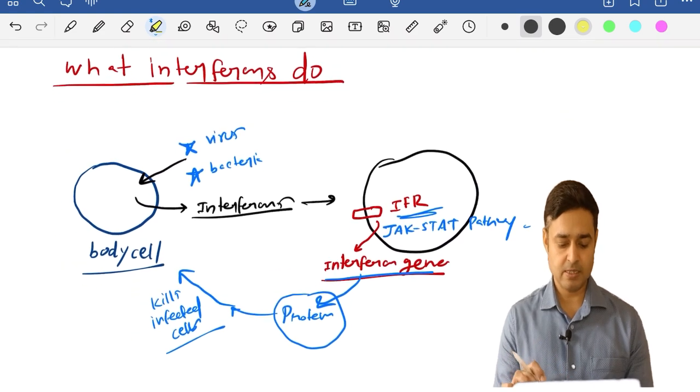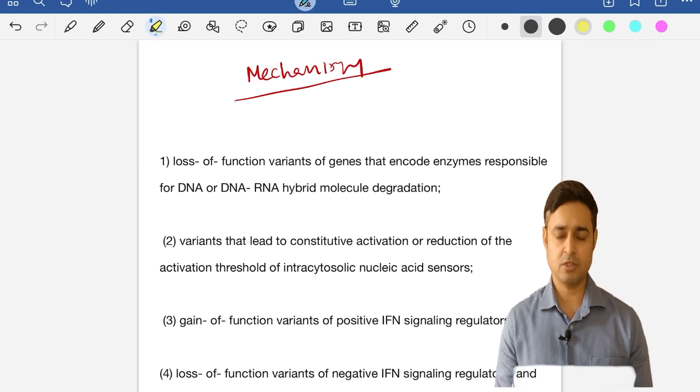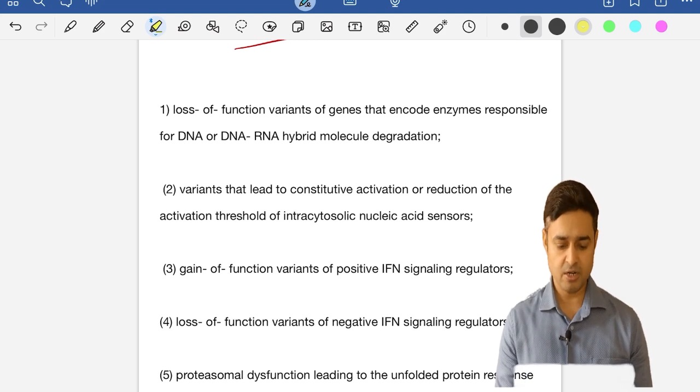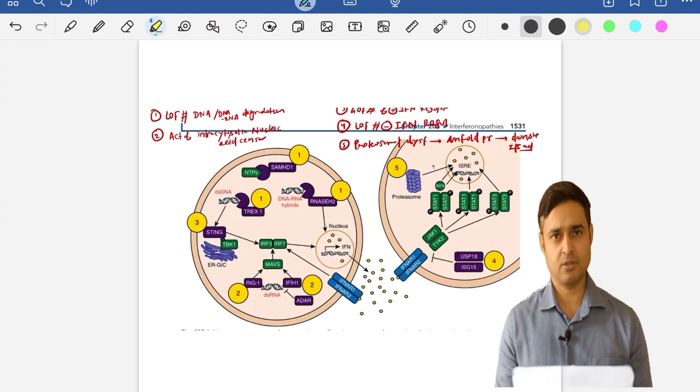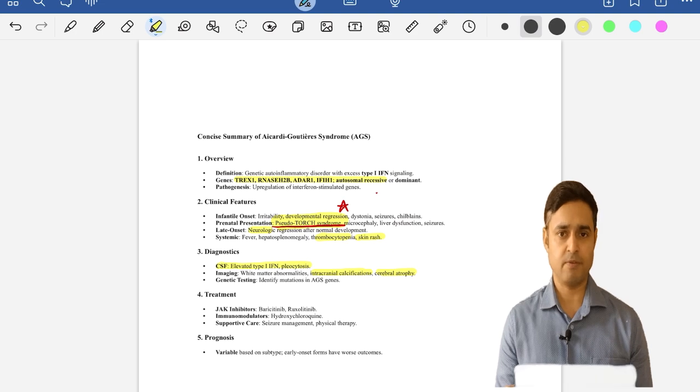So what is basically interferon? Interferons are protective molecules which are released by body cells when they are infected by virus or bacteria, and this actually induces the JAK-STAT pathway and interferon genes are produced and they kill bacteria or virus. When this mechanism is dysregulated, it causes type 1 interferonopathies. These are the mechanisms. Just remember loss of function mutation, DNA-RNA hybrid, and molecular degradation. Just remember these mechanisms in this slide. This table is a photo from Nelson, so you don't go deep into this, just remember the previous mechanisms.